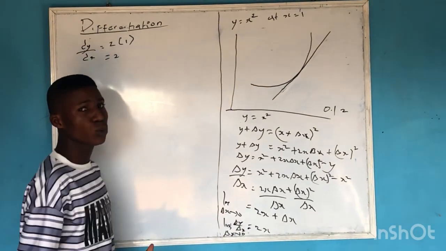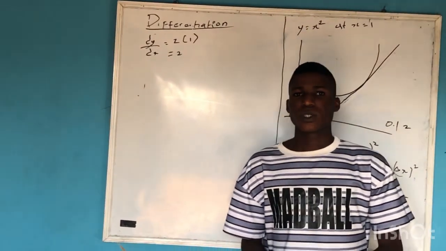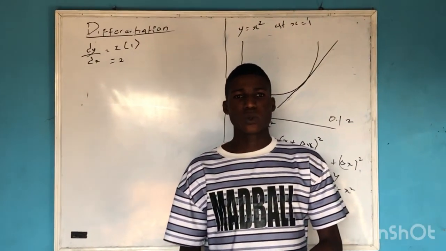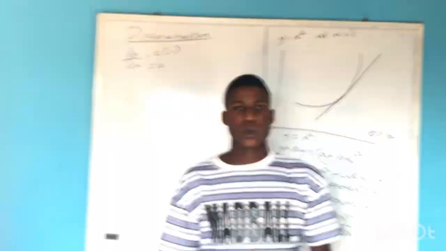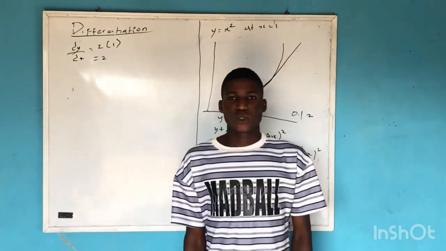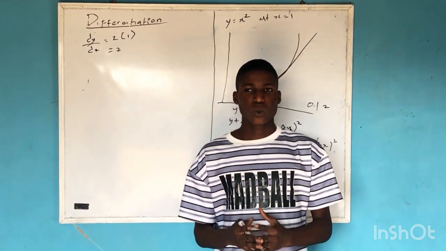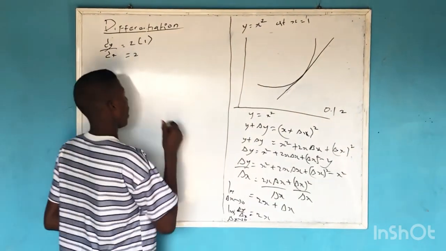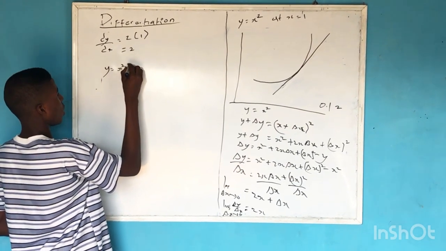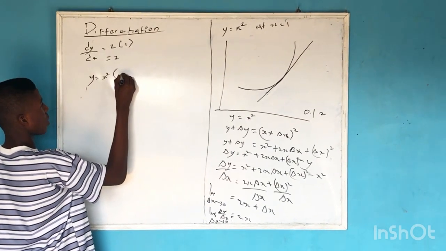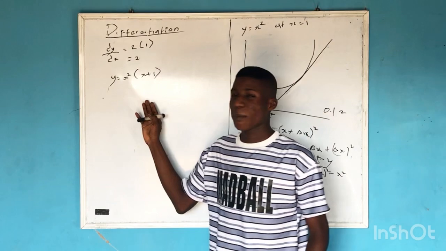I would love us to go into what we call the product rule. The product rule is with two functions. Let's say I have y is equal to x squared times x plus 1. For me to differentiate this, I will apply what we call the product rule.